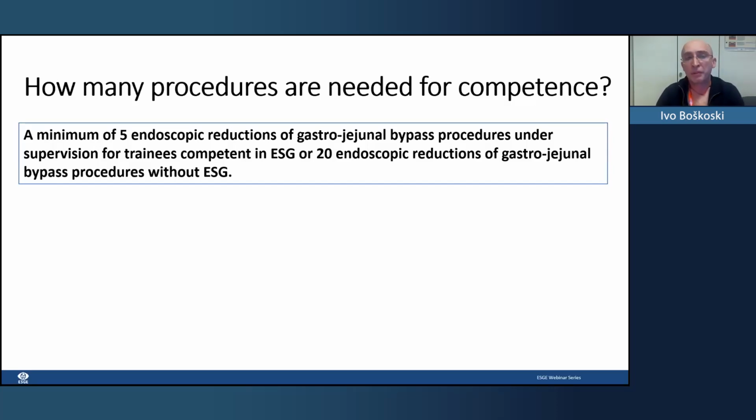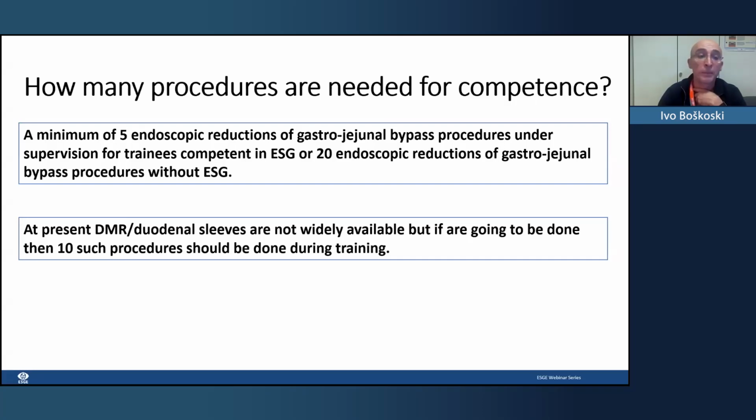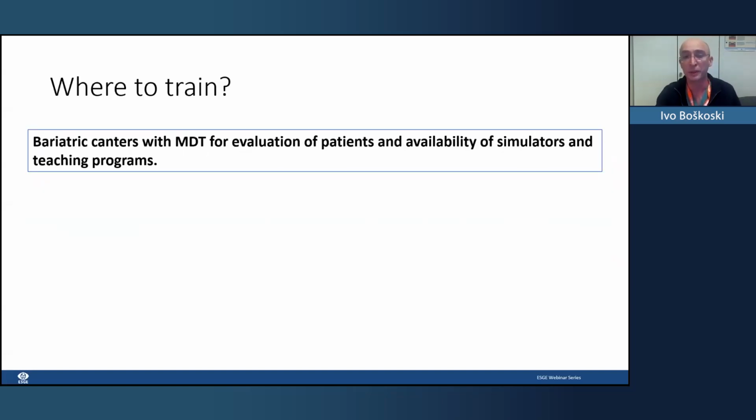What about endoscopic revision of the bypass? At least 5 endoscopic reductions for those that have competence with ESG, or 20 endoscopic reductions for those without competence. DMR and duodenal sleeves. The DMR is duodenal mucosal resurfacing. For these procedures, these are not widely available, but if they are going to be done, then 10 such procedures should be done during the training. Where to train? Bariatric centers with multidisciplinary teams for evaluation of patients and availability of simulators and teaching programs.